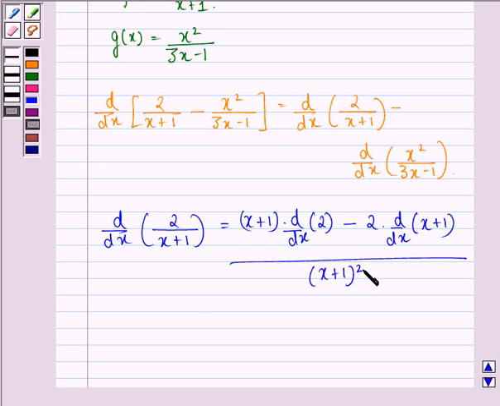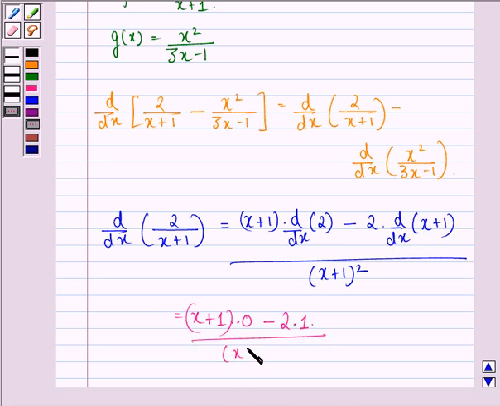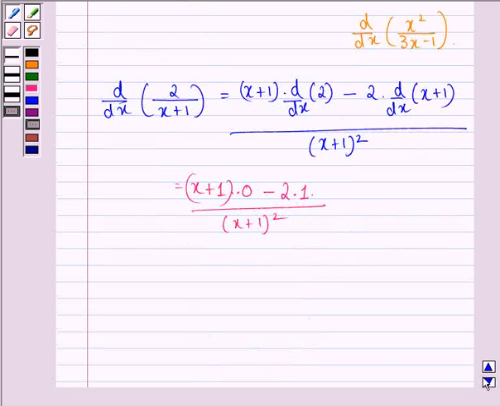This is equal to x plus 1 into, we know that derivative of a constant is 0, so multiplied by 0, minus 2 into d by dx of x plus 1 is 1, because dx by dx is 1 and d by dx of 1 being a constant is 0, so we have 2 into 1 divided by x plus 1 the whole square. This will be equal to minus 2 divided by x plus 1 the whole square.